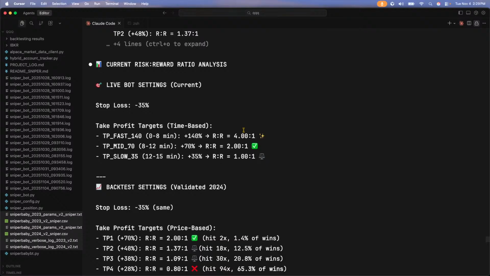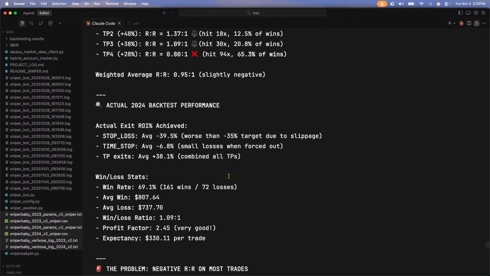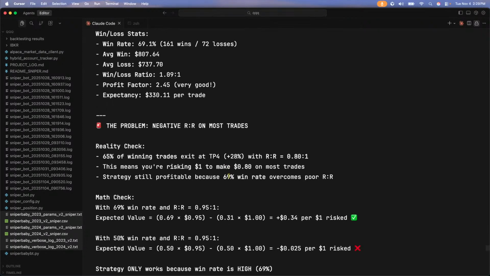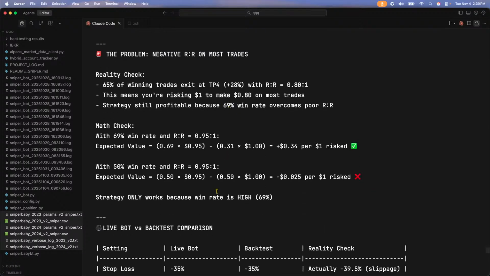That's fine. Take profit is at 35%. So 2 to 1, 1 to 1. Yeah, that's tough. The problem is the negative risk reward reality check: 65% of the winning trades exit at 28%. So it's 0.8. This means you're risking $1 to make 80 cents on most of the trades. The strategy is still profitable because the 69% win rate overcomes the poor risk reward. The math check.